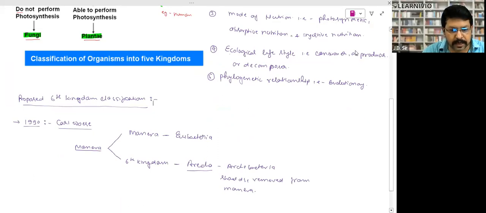So he designed a 6 kingdom classification system. What is the 6 kingdom classification system? That was a proposed classification system, right? So what was the proposed classification system? It was proposed in 1990.